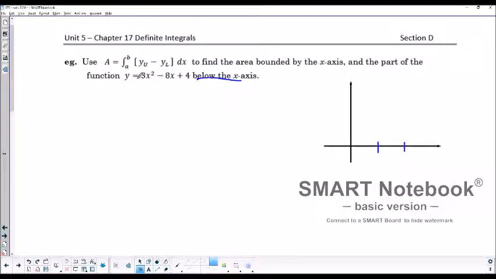First of all, we need to determine where the zeros are, so we can see which part of this is below the x-axis. We can also see right off the bat that the sign of the lead coefficient is positive. So that means that this is a quadratic, and we know it's a quadratic because we've got the square there.